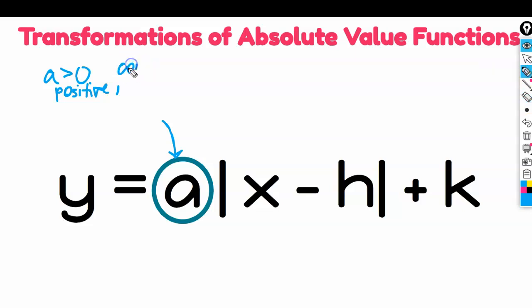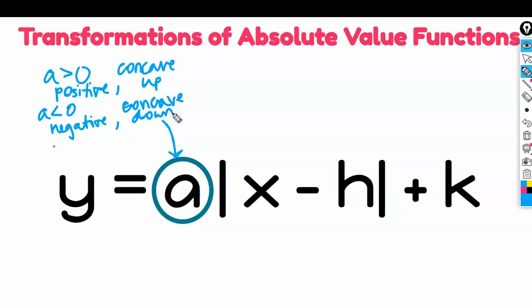So let's say concave up. All right. When A is negative, so when it's a number less than 0, that would be concave down. Or sometimes we see that written as reflected across the x-axis. So if that number in front is negative, it is reflected across the x-axis.